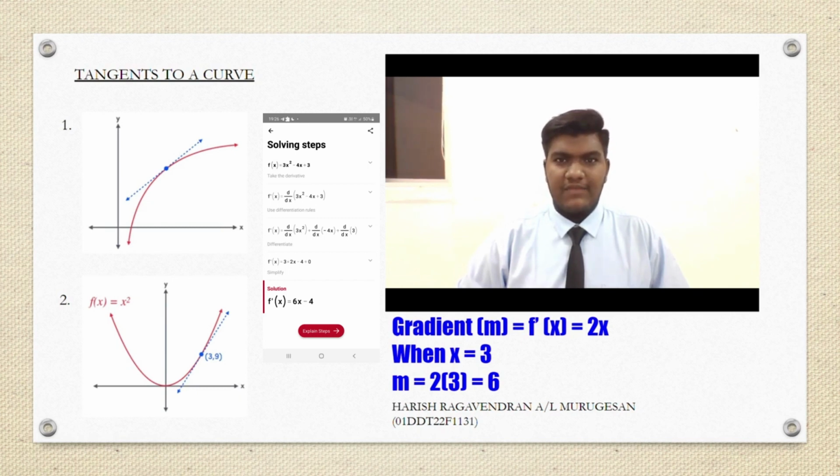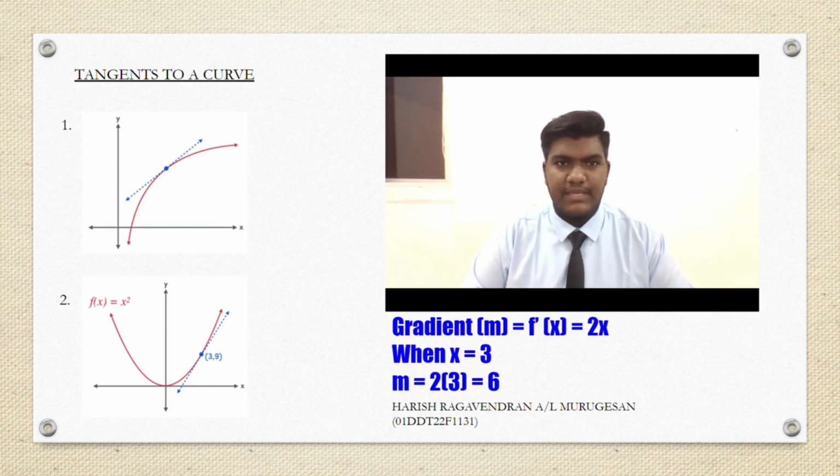And for today's presentation, I am going to talk about a tangent to a curve. So, firstly, we describe the tangent line as a line that just touches the curve at a particular point, and its slope describes the gradient of the curve at that point. We also said that we can find this gradient by differentiating the function.